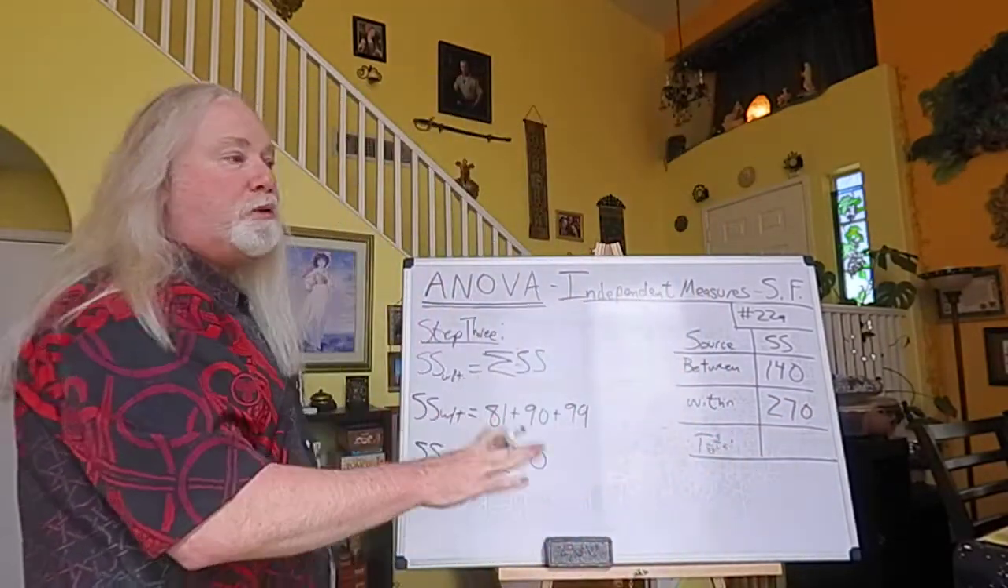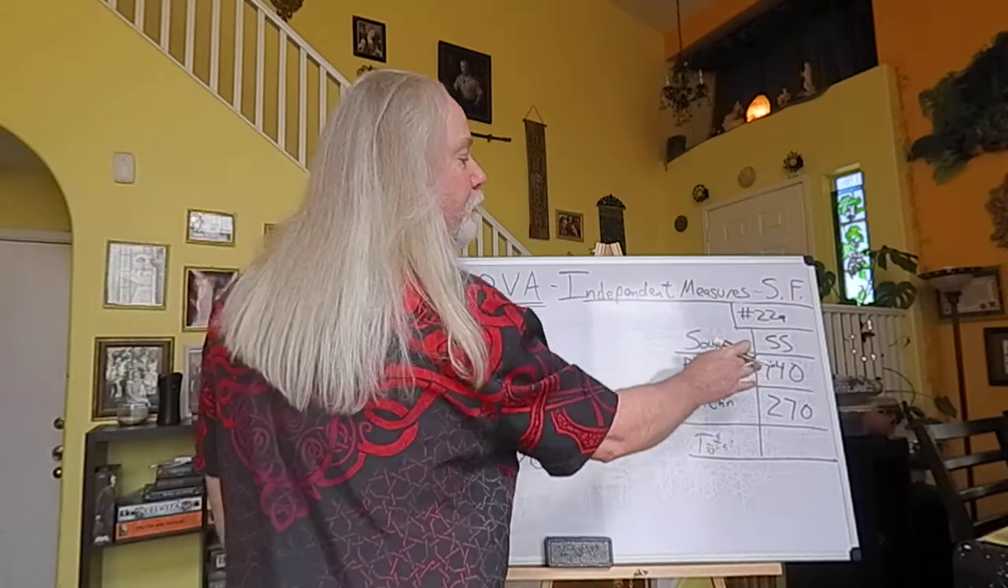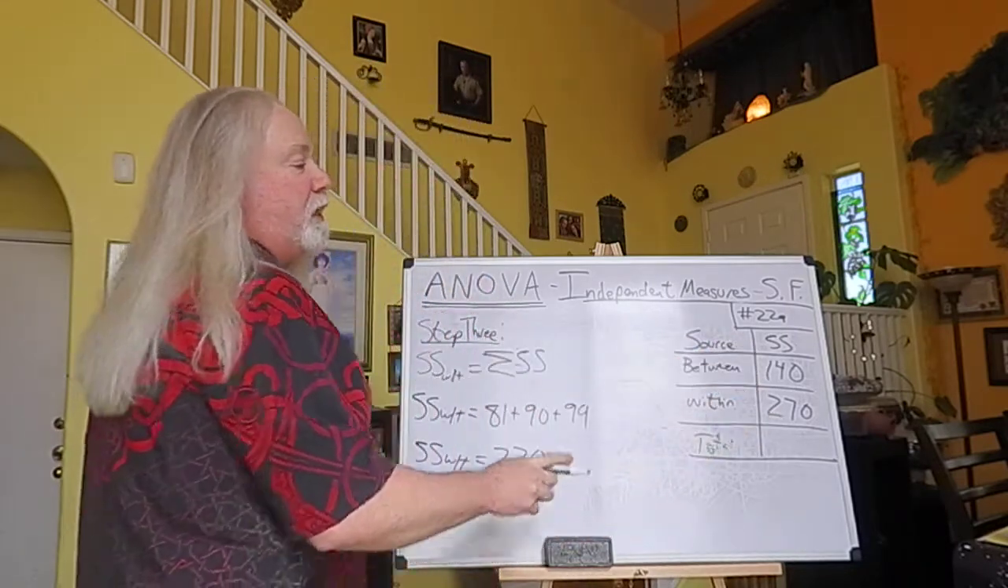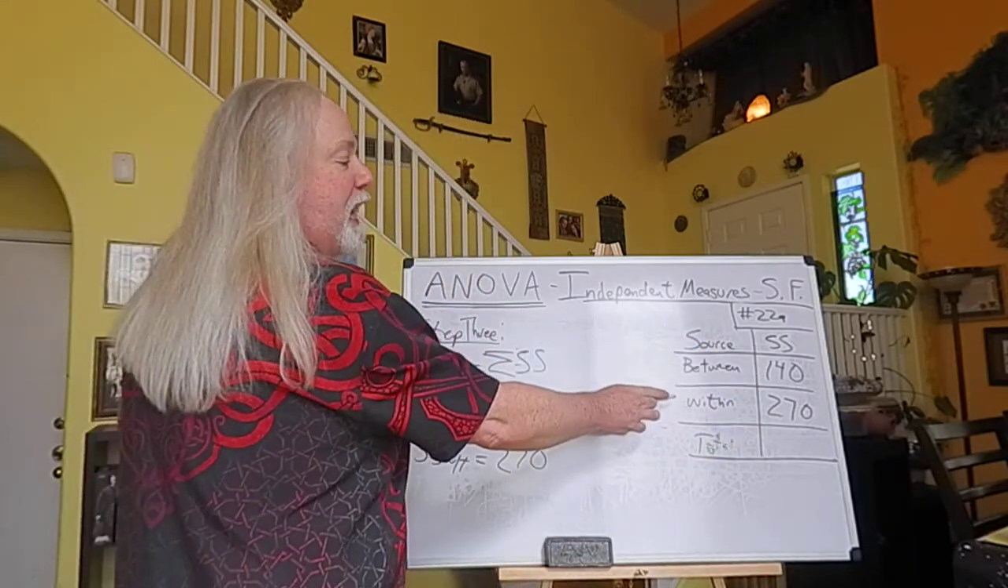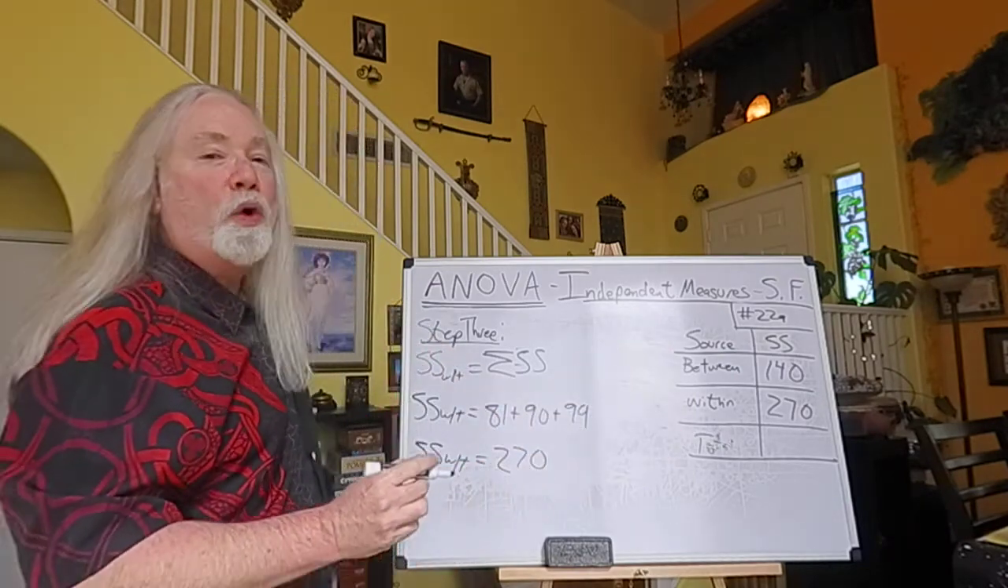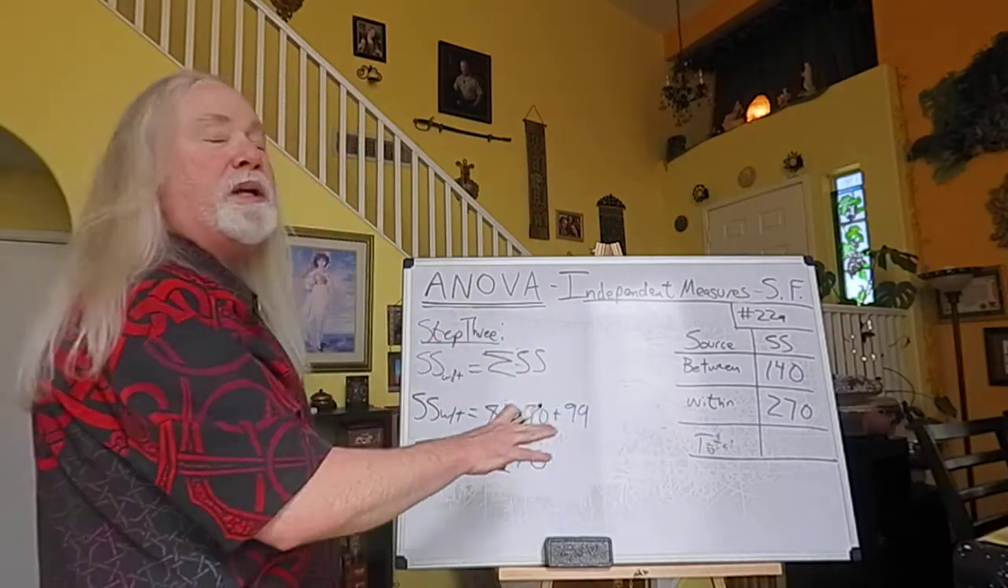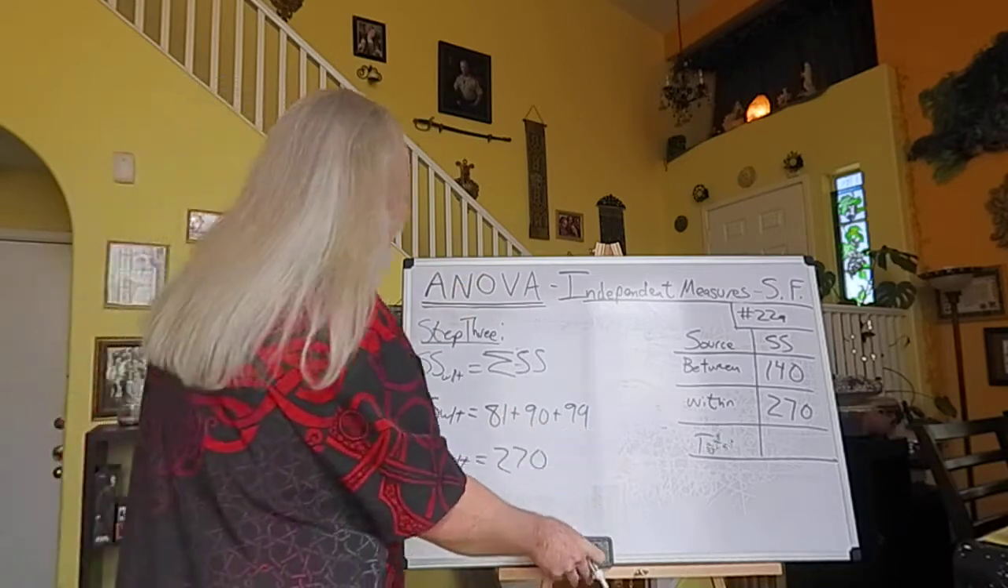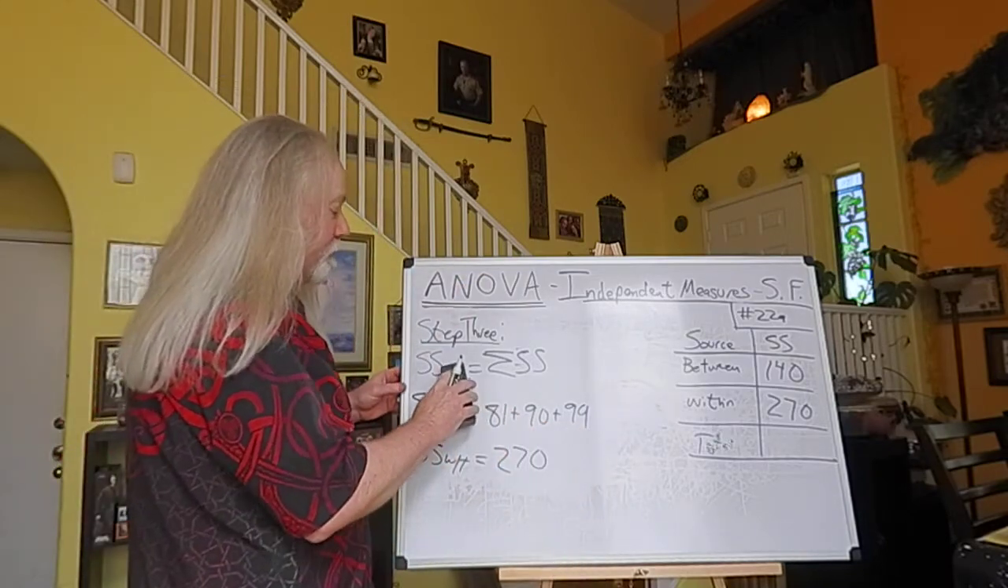So again, what we want to do is pause, look at these numbers, 140 and 270. The first piece and the second piece, add them together, it should equal the total. So 140 plus 270 is 410. So when we compute that, we need to see 410 or we have some type of mistake.